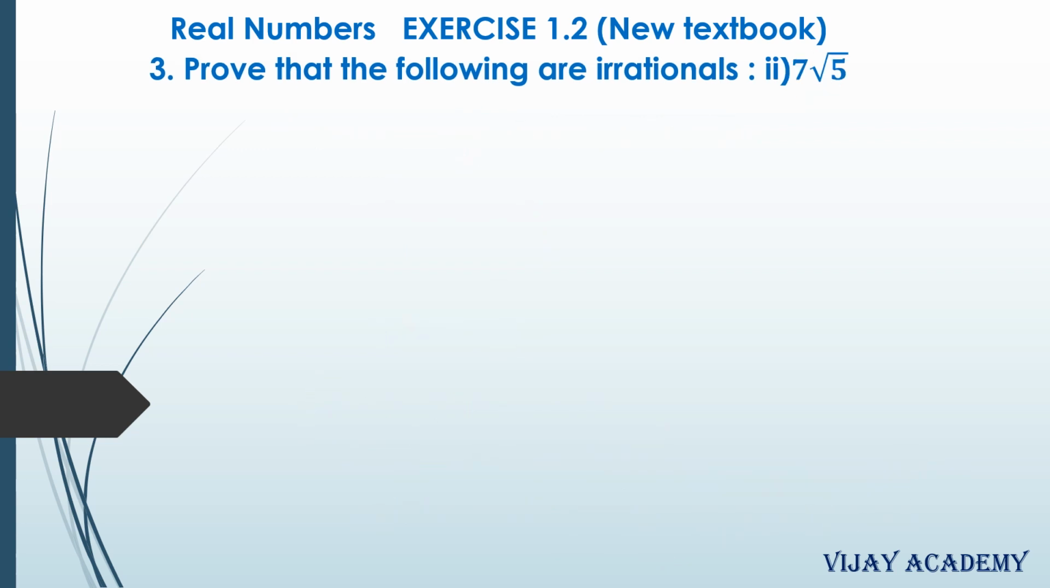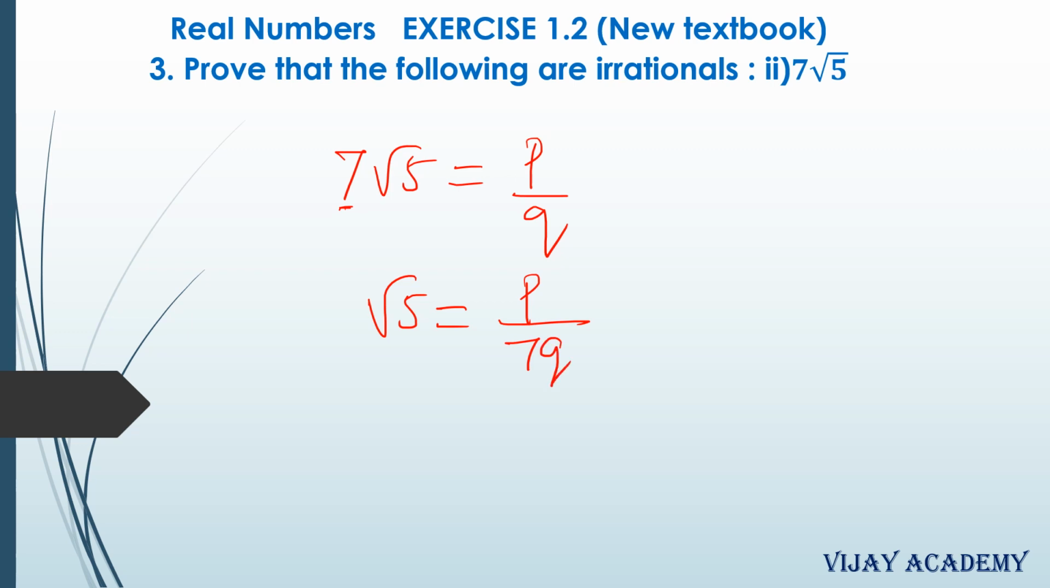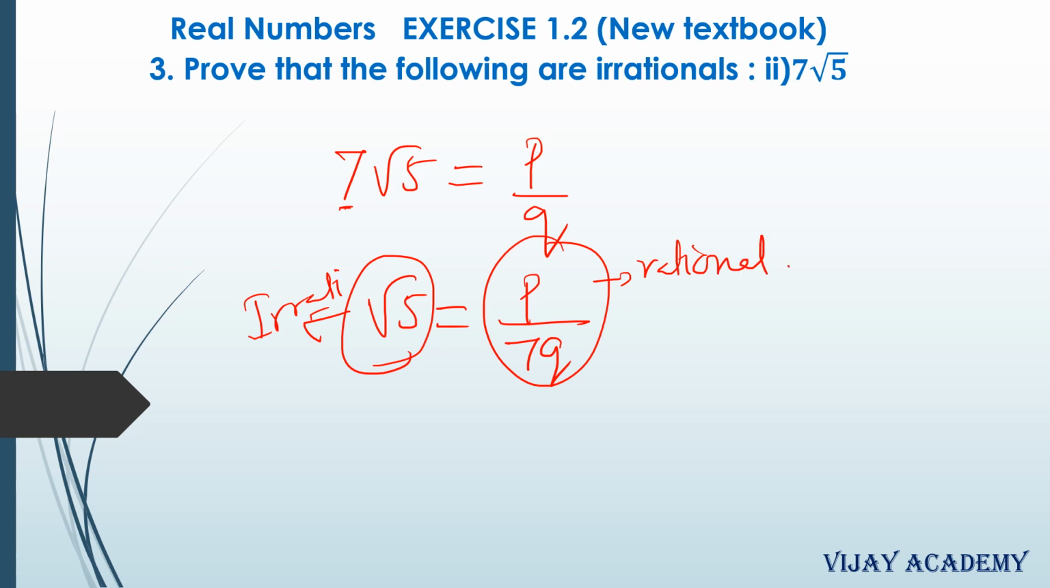Similarly we need to do in the case of the second question also. You first assume that 7 root 5 is rational, and then you can write that 7 root 5 equals p by q. Just isolate the irrational part by transposing the rational part to the other side of the equal sign. So we can write root 5 equals p divided by 7q, and then you can write root 5 is irrational and p by 7q is a rational number, and write the same steps that we have followed in the previous question.